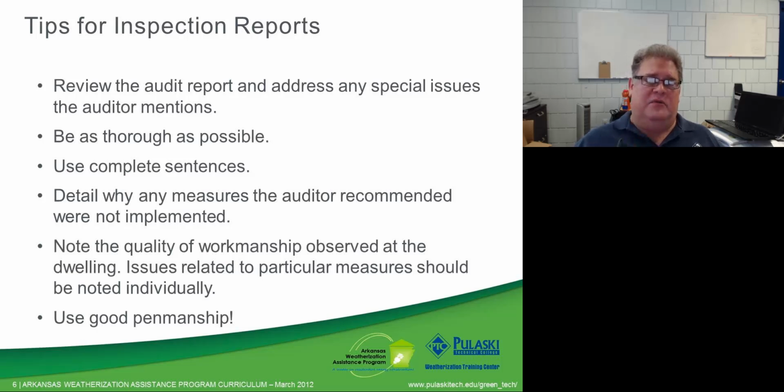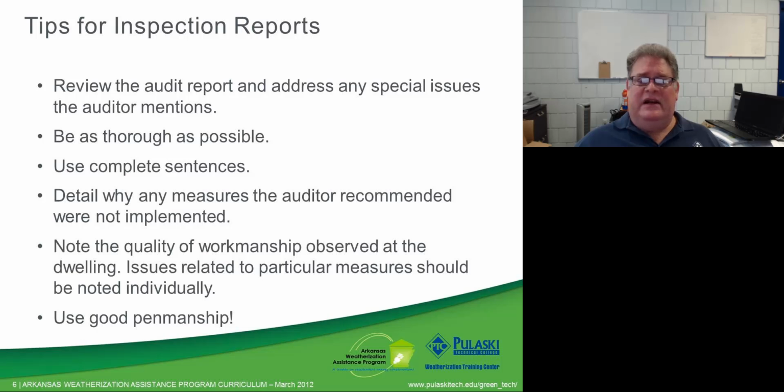Some tips for inspection reports. First of all, review the audit report. Look over the audit report and address any special issues the auditor mentions. If the auditor says that the installers are going to have some challenges trying to get wall insulation in a particular wall, then that should be pointed out, and that's something that we should take a look at and address. Did they have that trouble or did they not? Did it require additional funding to do, or was it something that we were not able to do? And if not, then we need to document why we were not able. We want to be as thorough as possible. We want to use complete sentences. Unlike my PowerPoint slides, which generally do not use complete sentences, in a report fashion we do.